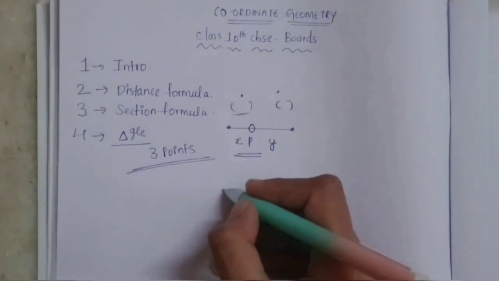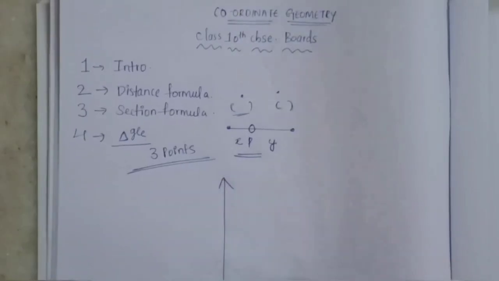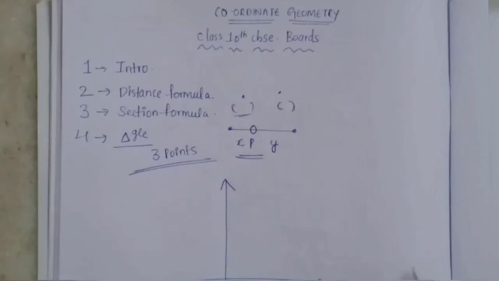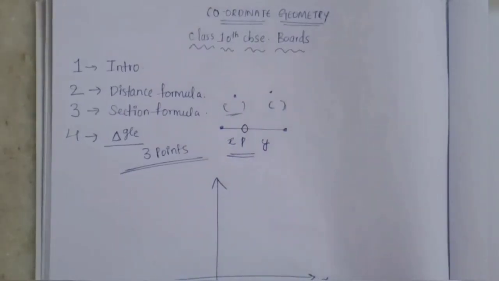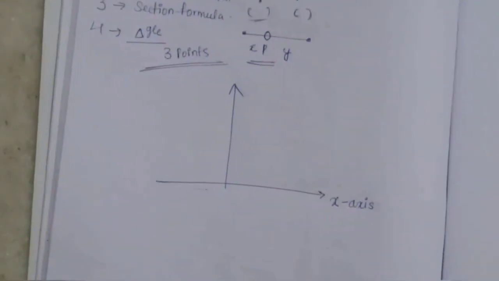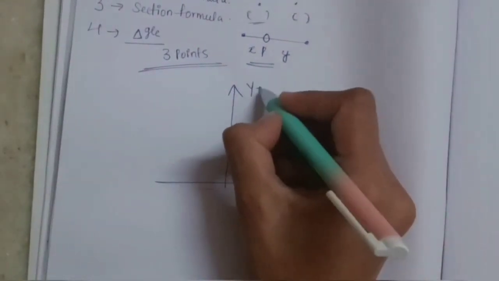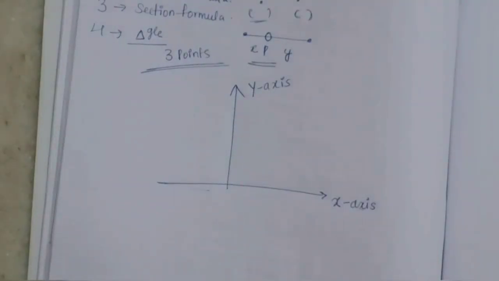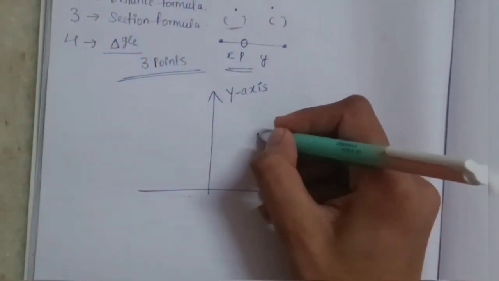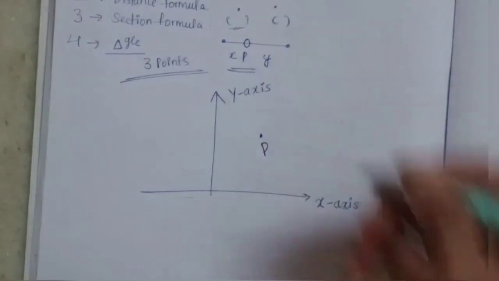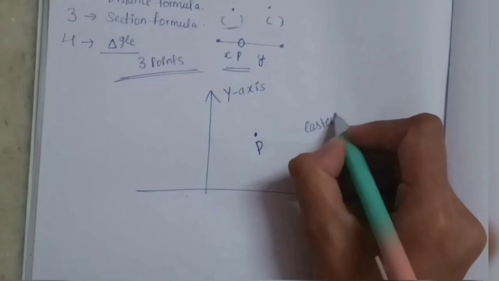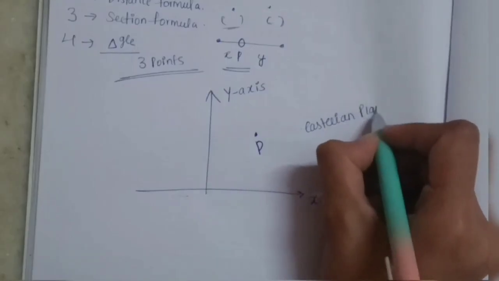So we should know the plane. We know this is the x-axis, the horizontal axis, and the vertical axis is known as the y-axis. We know this since our childhood, right? Now we need to locate a point P and tell its location. This plane is known as the Cartesian plane. Which plane is it? The Cartesian plane, right?